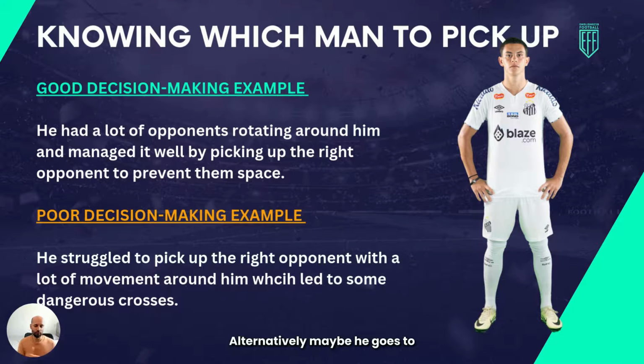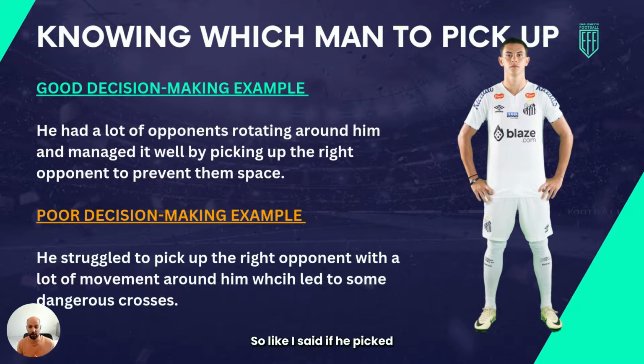Alternatively, maybe he goes to the player in the half space, but leaves the wide player with a lot of space to make a cross. And then the ball goes to the winger. And you can see it was a bad decision. So a poor decision-making example would then be he struggled to pick up the right opponent with a lot of movement around him, which led to some dangerous crosses.